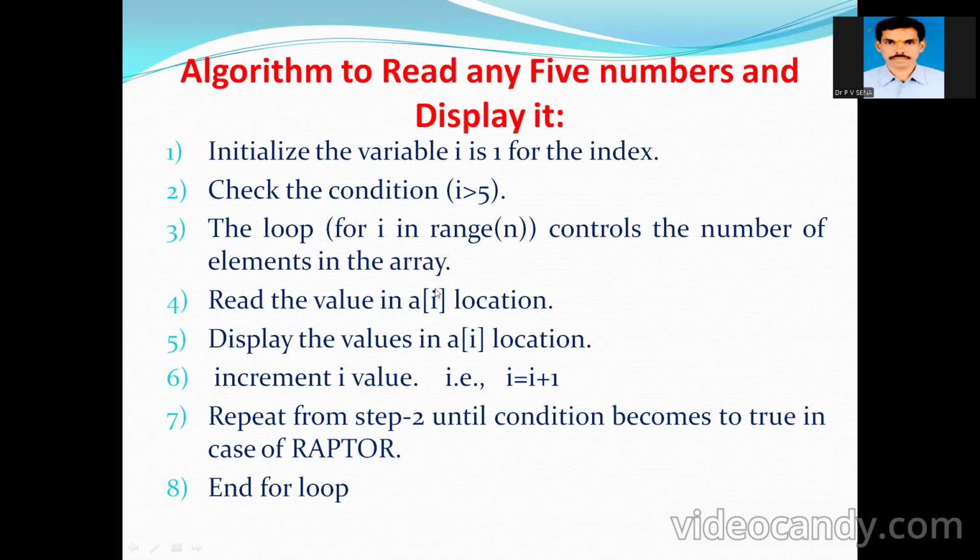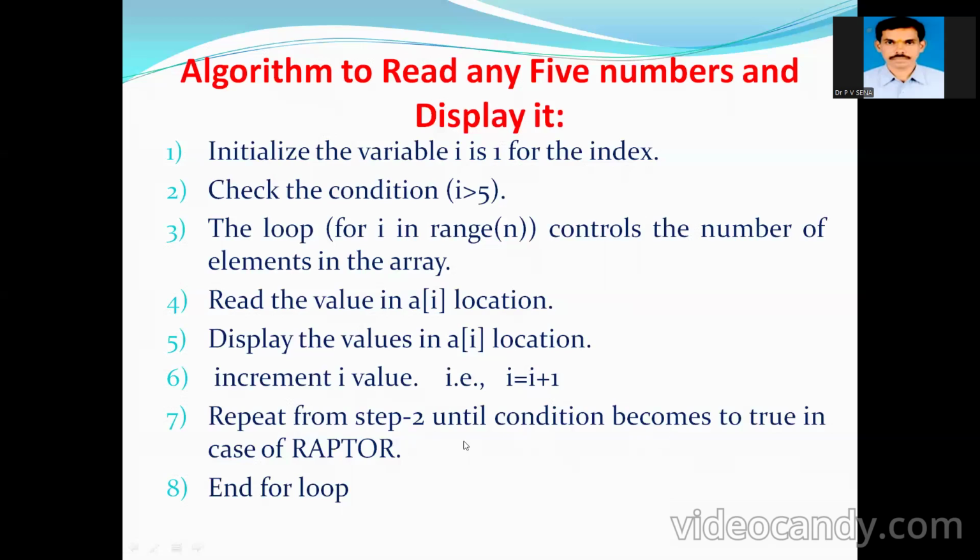In order to read these values, first you need to read the number n and assign this number to A of I. After that, you directly display the value set in A of ith location. Then you need to increment the I value. Repeat these steps from step 2 until the condition becomes true, in the case of Raptor only.